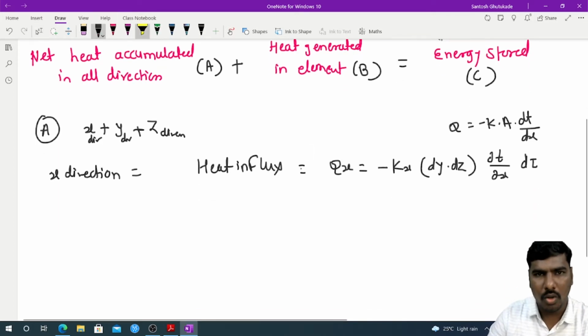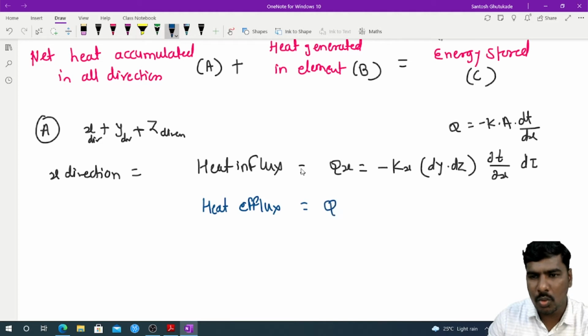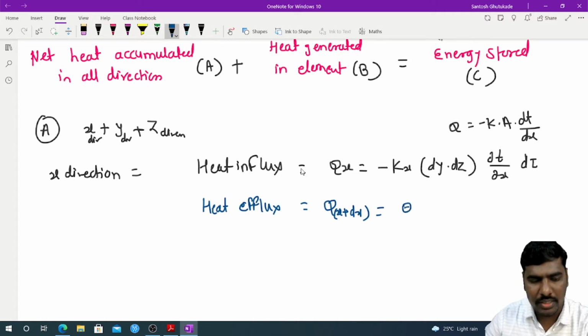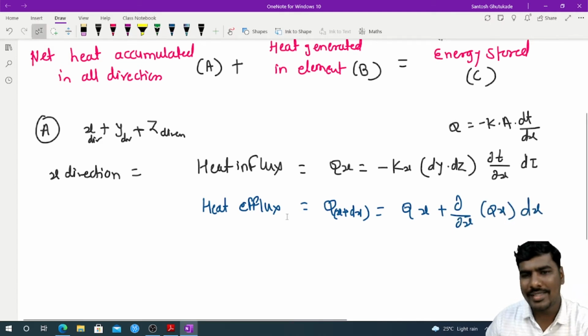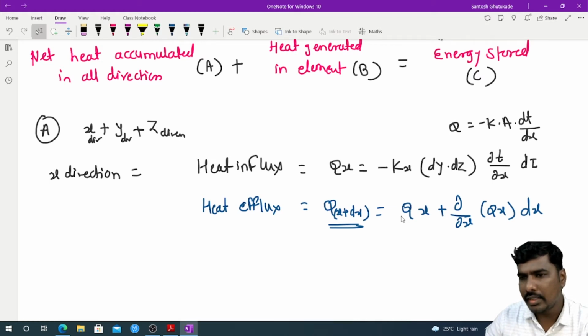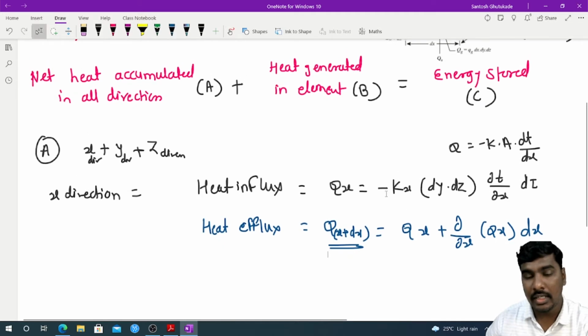Now heat efflux, or heat going out through the distance dx, is Qx plus dx. If you solve this by the Taylor series and neglect the higher terms, you will get the equation Qx plus dou by dou x of Qx into dx. So this is the heat efflux, the heat going out of the element. Okay, so this is heat influx and heat efflux.